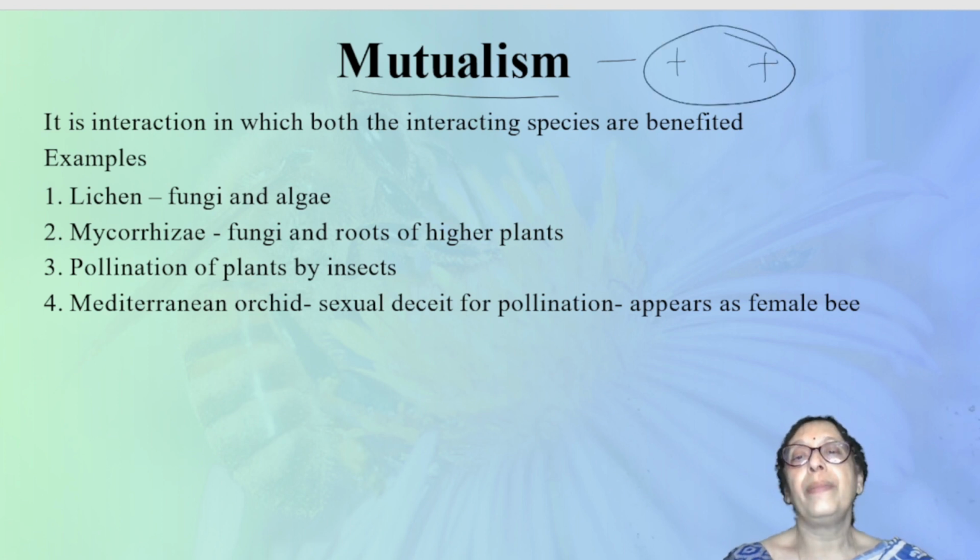Mutualism is plus plus. Both organisms are benefited. It's one example of symbiosis actually. A very good example of mutualism is found in lichen. It is a mutualism between fungi and algae.